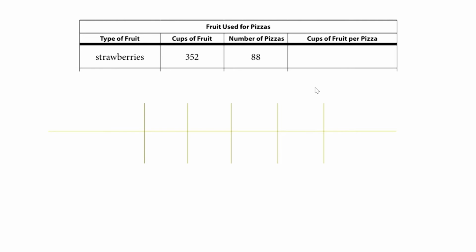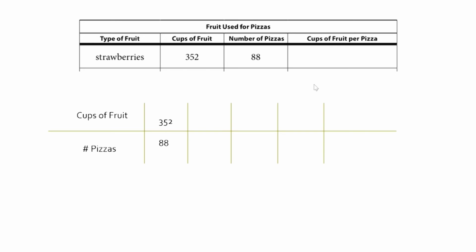Strawberries. For strawberries, 352 cups of fruit made 88 pizzas. Now you can see I have a ratio table set up here. I noticed that both of these numbers are even, and I'm thinking I can divide those pretty easily in my head by 2. So I set up my ratio table, cups of fruit to number of pizzas, and we already know a little bit of that information.